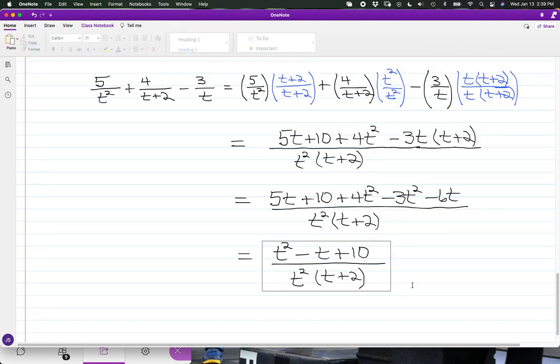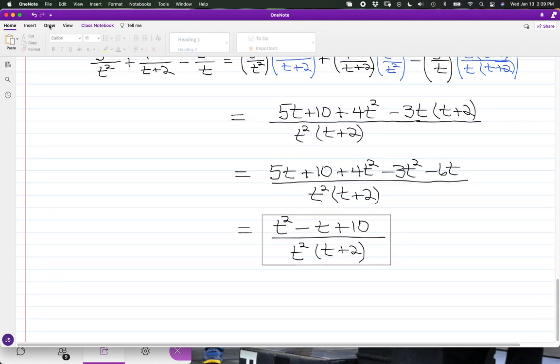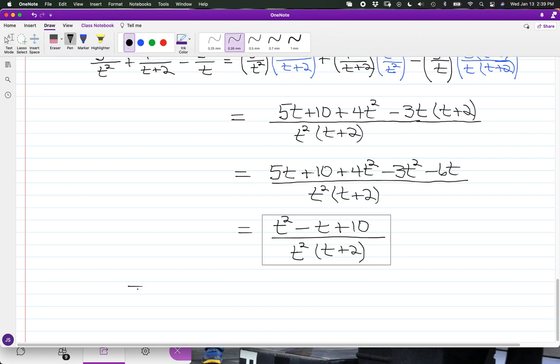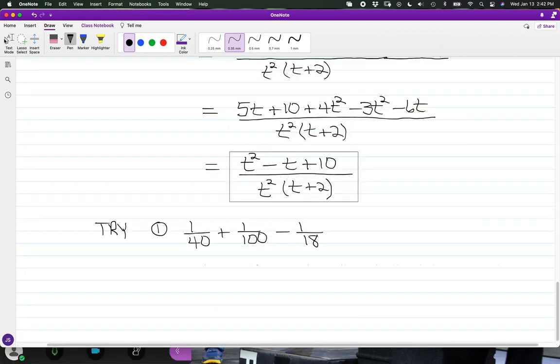All right, and for the next few moments, let's see what we get with 1 over 40 plus 1 over 100 minus 1 over 18. Let's see what exact result we get, and also simplify from taking 1/40 plus 1/100 minus 1/18.